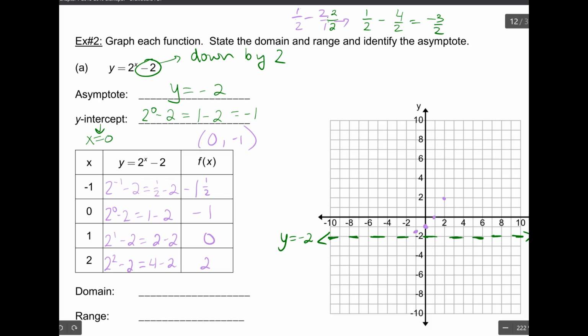I'm going to plug in one more value, x equals 3. So 2 cubed minus 2, so that's 8 minus 2. So that's 3 comma 6. I want you to see the curvature. I want you to see the exponential.